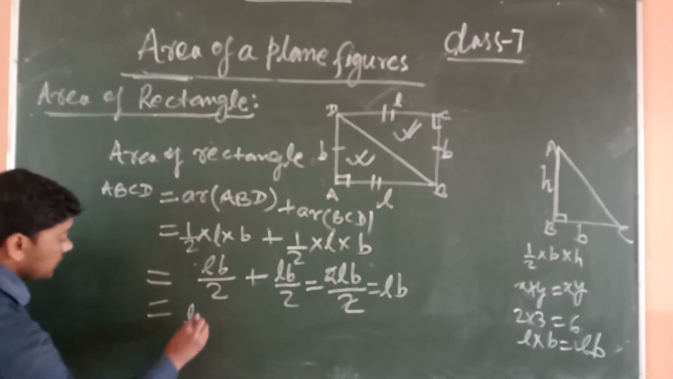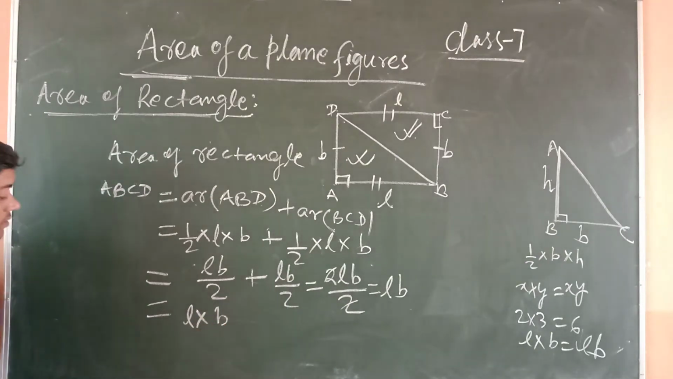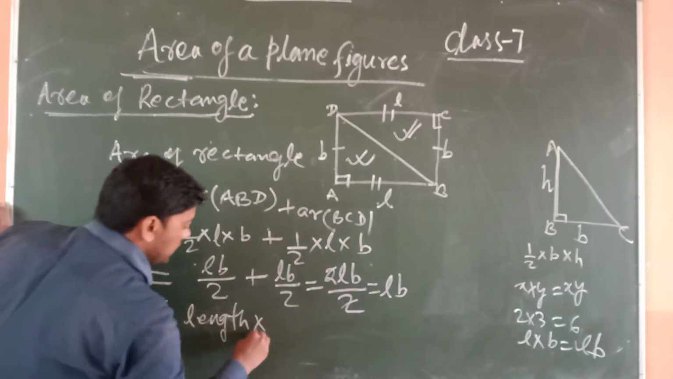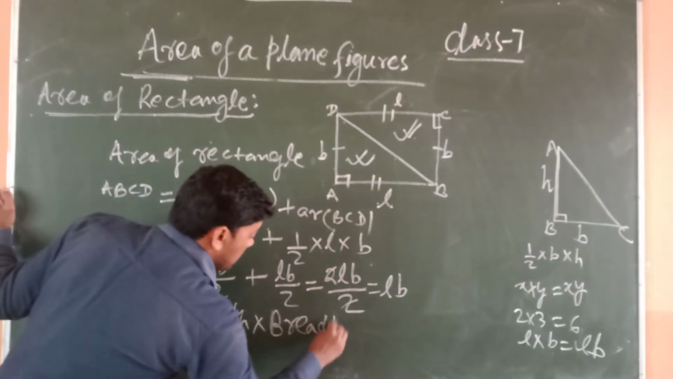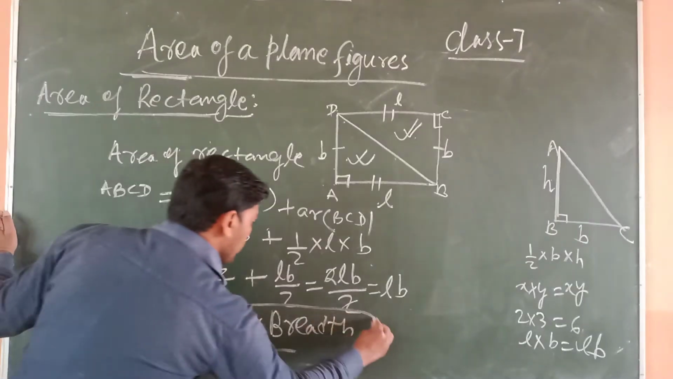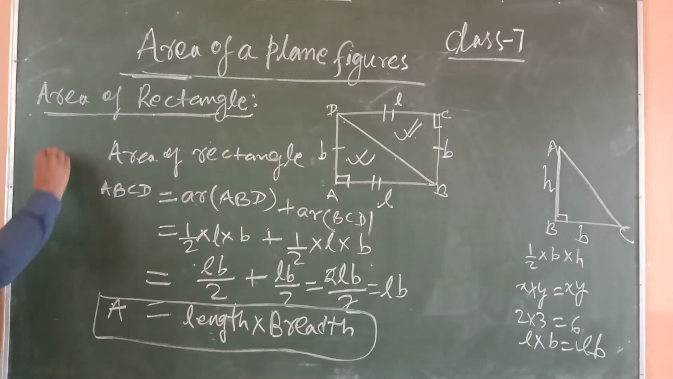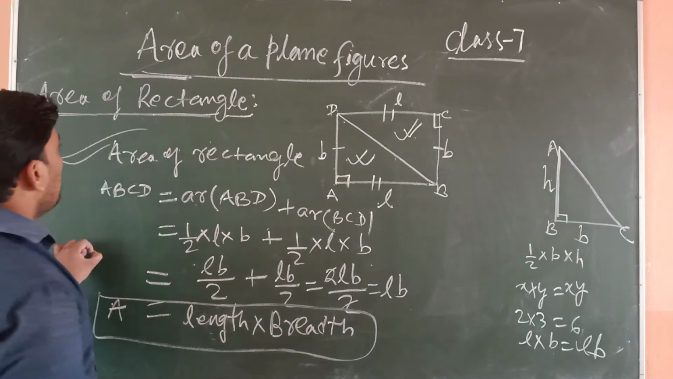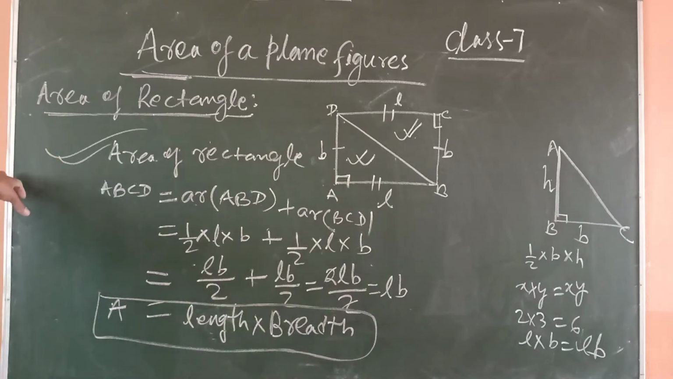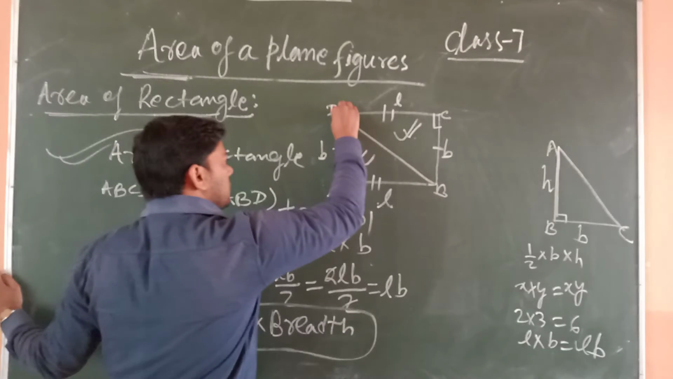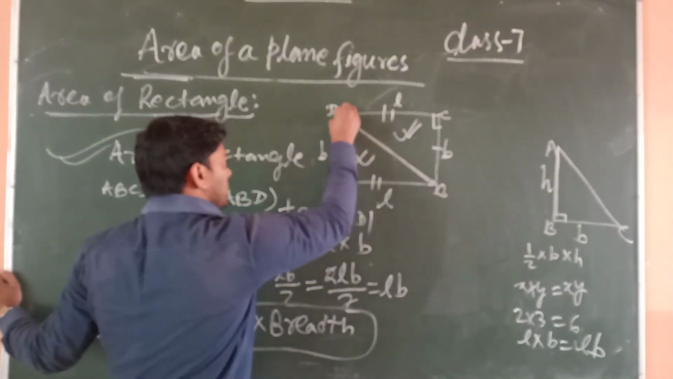L is length and B is breadth. Length into breadth. So the area of the rectangle is equal to length into breadth. How length into breadth? You can see from here. No need to remember the formula of any plane figure. You can derive the formula for any plane figure.